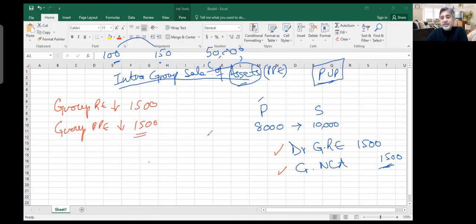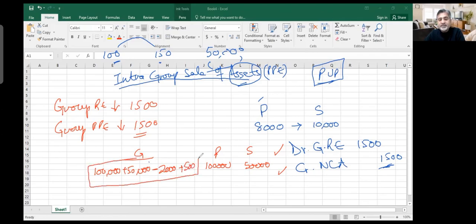How do we do that? In many cases, you will see that the parent has assets of, let's suppose, 100,000 and the subsidiary has assets of 50,000. When you prepare for the group, you will say 100,000 plus subsidiary 50,000 minus this 2,000, which is the unrealized profit, plus this 500, which is your extra depreciation. When I say minus 2,000 and plus 500, in reality I'm subtracting 1,500. So group PPE should decrease by 1,500. Group retained earnings will go down, group PPE will go down, and the number will be 1,500.